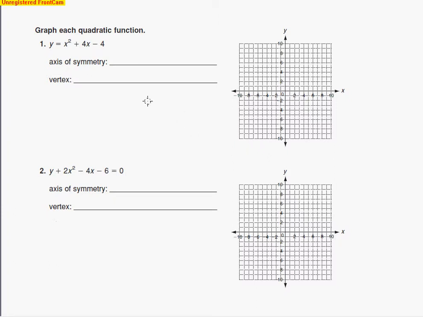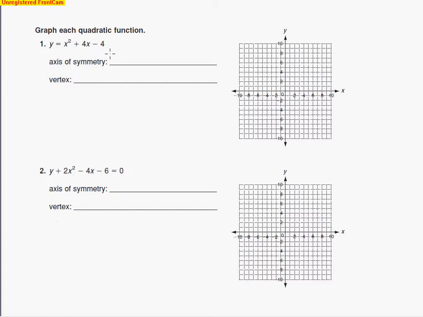This lesson goes over graphing quadratics. We graphed quadratics before, but this time we have a little bit tougher problem because we have, in this case, three terms in the quadratic that we have to deal with. And so what we really want to find is this axis of symmetry and vertex.